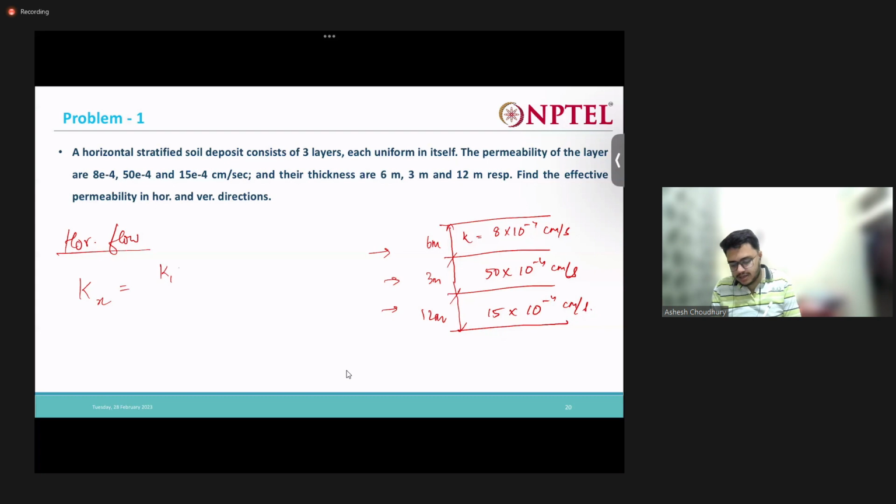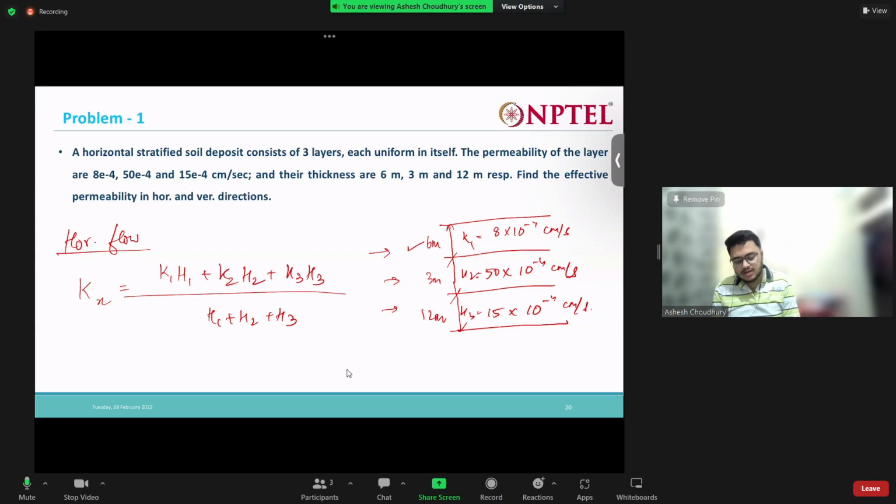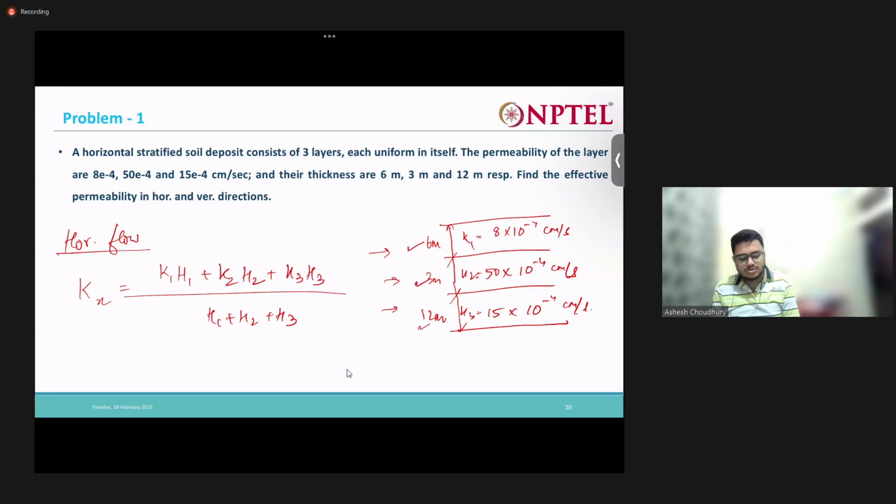It is nothing but K1 into H1 plus K2 into H2 plus K3 into H3, divided by H1 plus H2 plus H3, right? We have K1, K2, K3, everything. H1 is 6 meter, H2 is 3 meter, H3 is 12 meter. So we can use this relation to find our horizontal flow. If we put in all the values, it will be 18 into 10 to the power minus 4 cm per second.